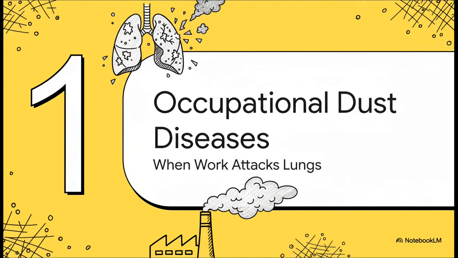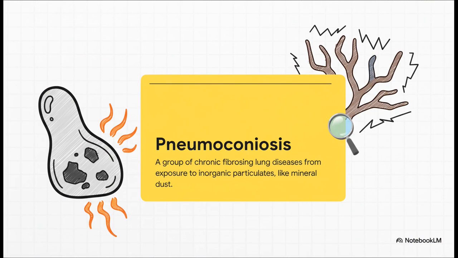Okay, so let's start with our first section. Here, we're talking about diseases that are a direct result of someone's job. What happens is, chronic exposure to certain tiny particles leads to a group of diseases we call the pneumoconioses. And the main problem in these diseases is fibrosis, or what you and I would just call scarring of the lungs.